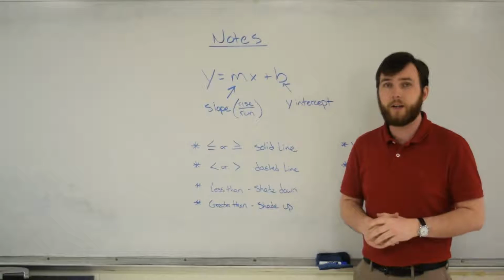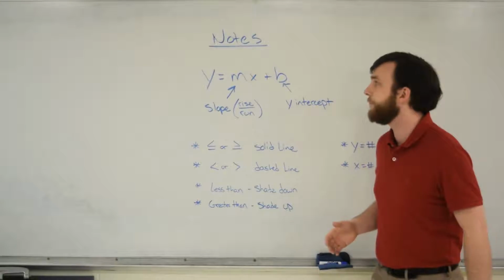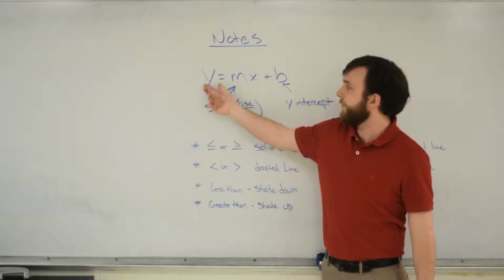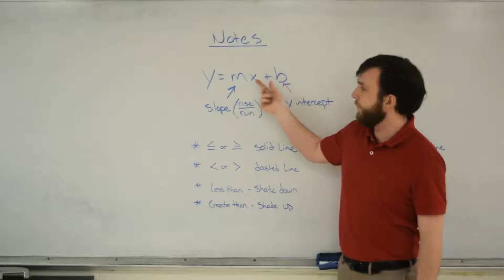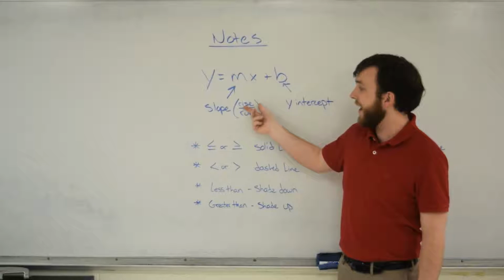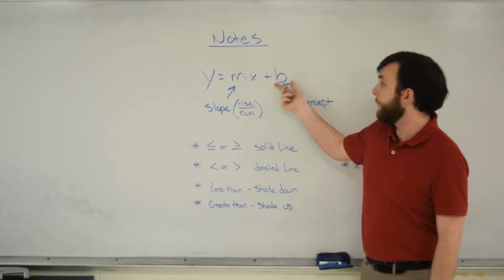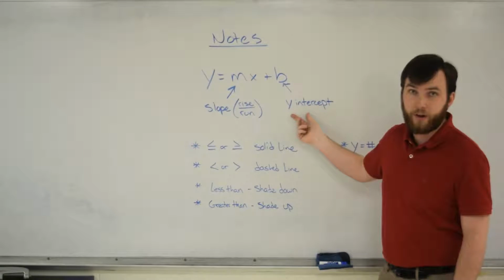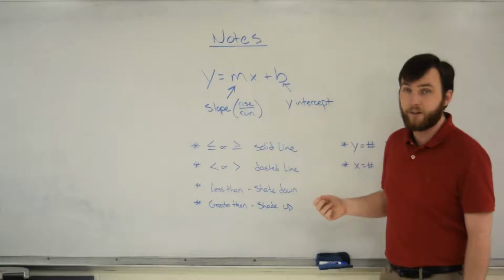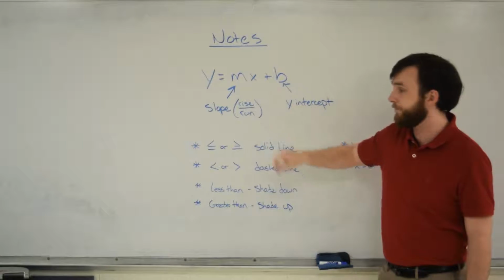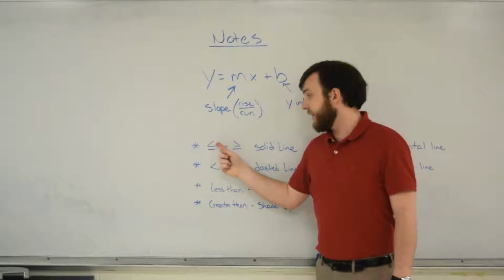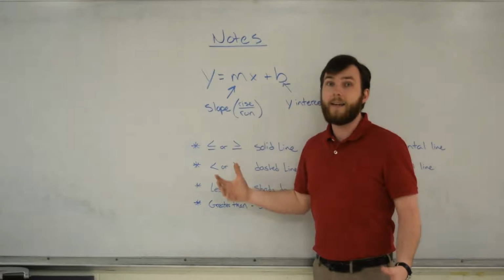A couple things real quick that hopefully I can jog your memory on. When you have y by itself, that is in slope-intercept form. That slope is rise over run, and then b is your y-intercept. When we go to graph a line, we're going to start with the y-intercept and then use the slope after that. We're going to be looking at less than and greater than equations, technically inequalities.